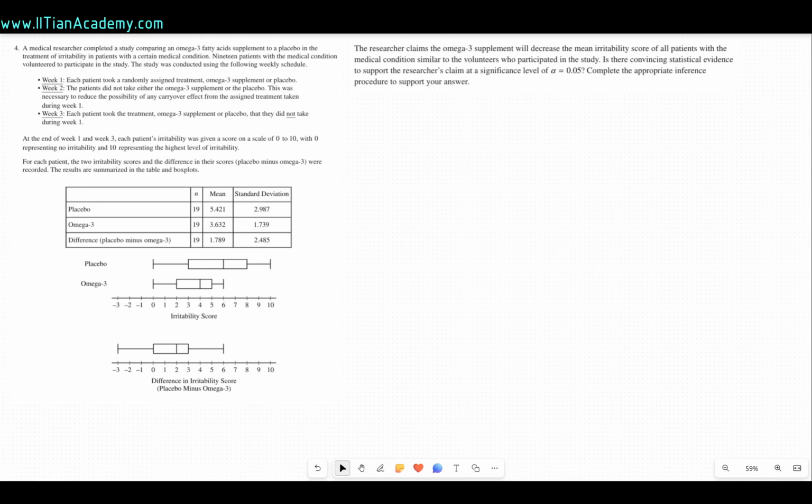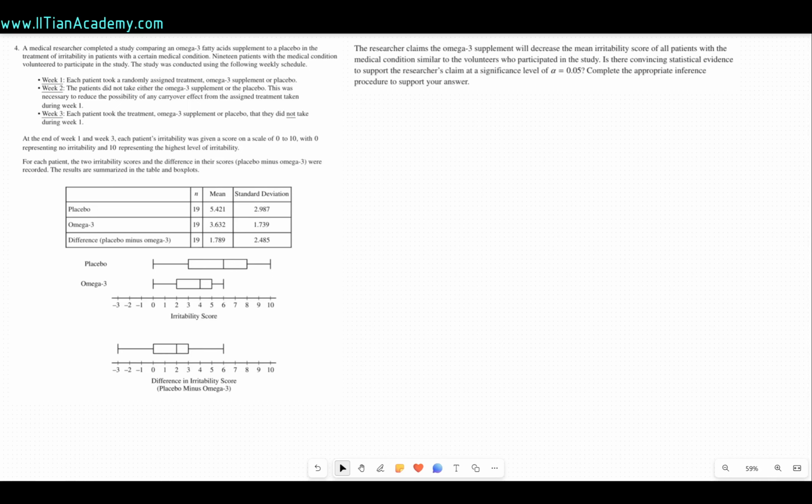For each patient, the two irritability scores and the difference in their scores were recorded, and we have these results in the table and the box plots. The researcher claims that the omega-3 supplement will decrease the mean irritability scores of all patients with a medical condition similar to the volunteers who participated in the study. We are asked: is there statistical evidence to support this claim at this significance level?